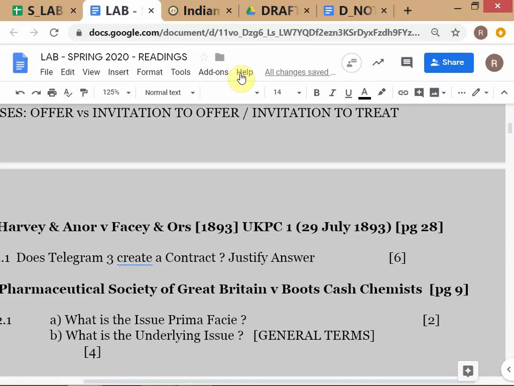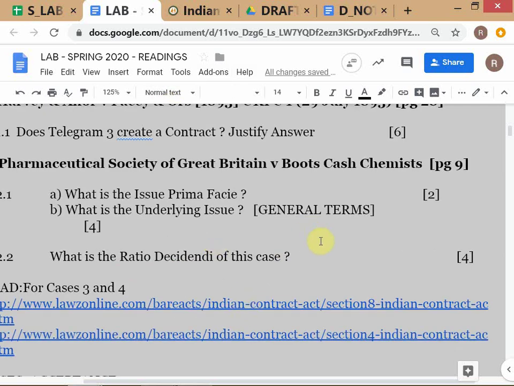This distinction has not been properly explained in your class, but I'll just explain it briefly here. The issue prima facie is the particular issue in the case. Let us say there's a dispute between, say, Aurora and myself about whether or not we concluded a contract to transfer some property. Now, the issue prima facie in this case will be whether Aurora had agreed to sell me that particular property. That is the particular issue.